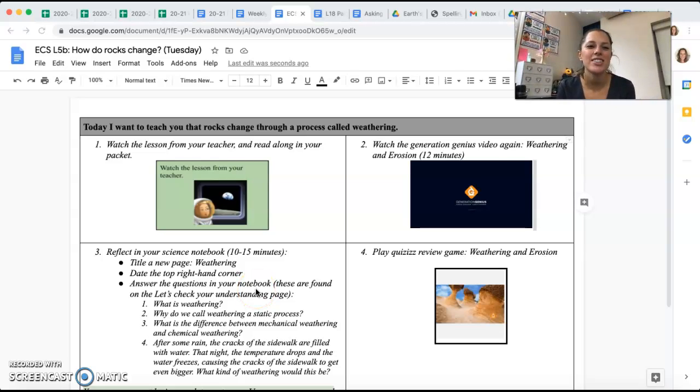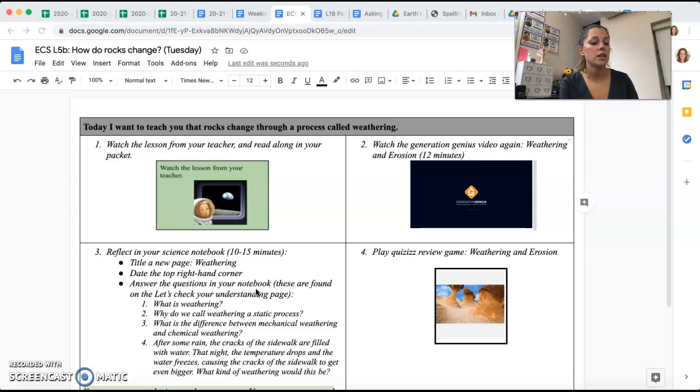Hi, fourth graders. Today I want to teach you that rocks change through a process called weathering. The first thing that you're doing is you're reading along with me and understanding our goal. So we started to talk about weathering yesterday, and you might remember some important details. Awesome. Today we're going to add to that learning about weathering and learn more specifically about the different types of weathering that there are.